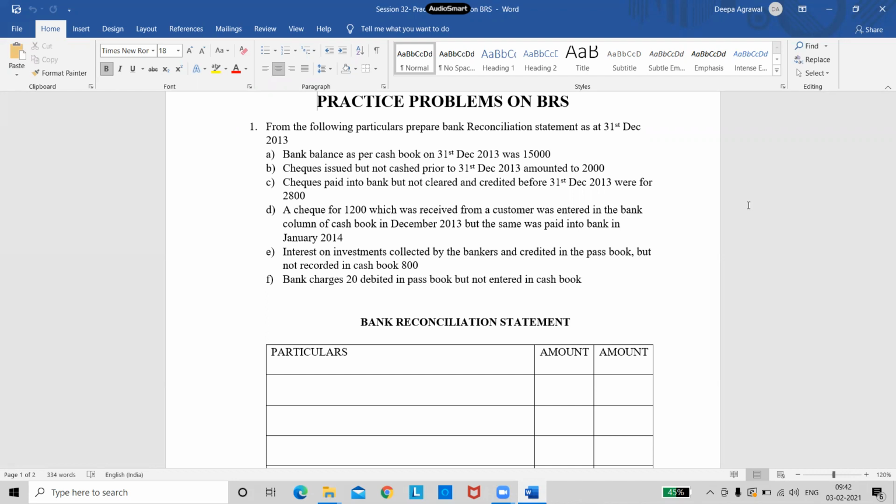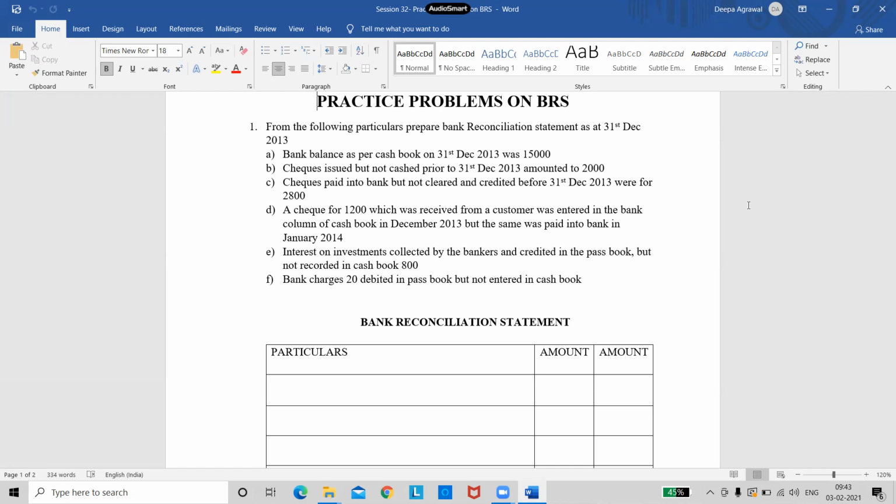So now tell me in this question, which balance do we need to find out? What is he giving us? Yes, he is giving us the balance as per cash book. So we have to find out the balance as per the passbook, right? So our first item is given. The balance as per cash book 15,000 is given. Now see the transactions which are affecting our BRS.